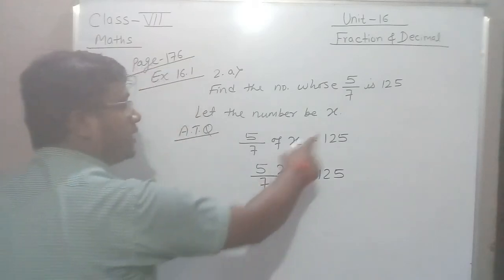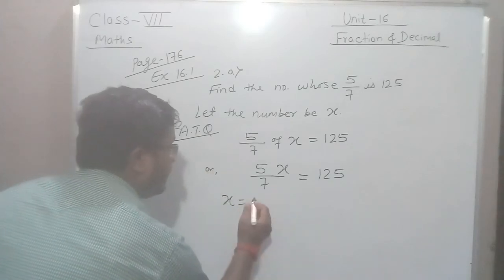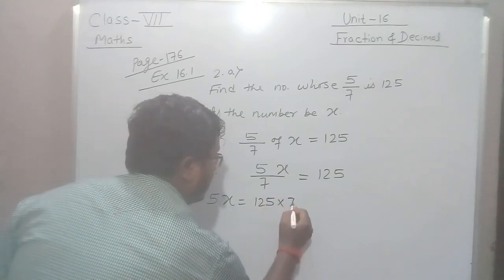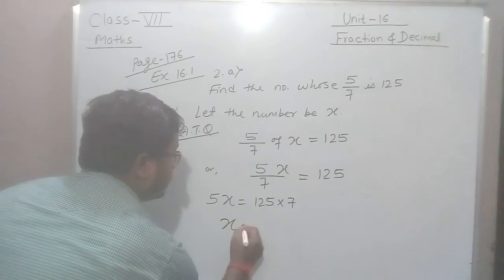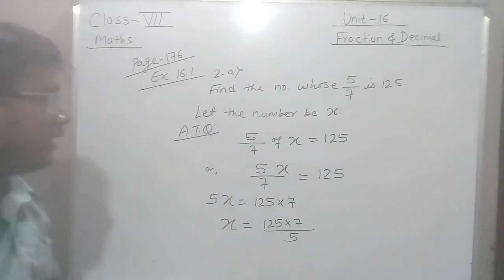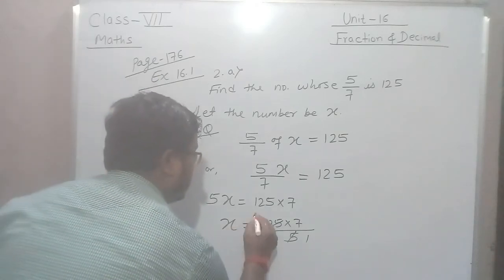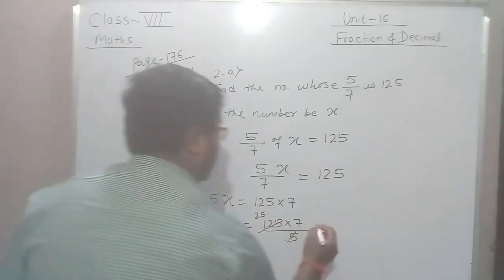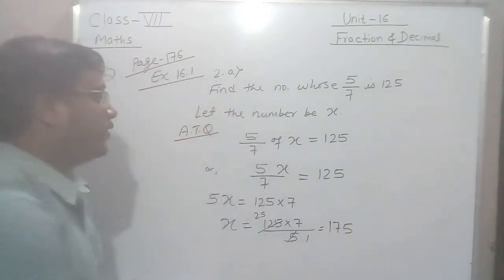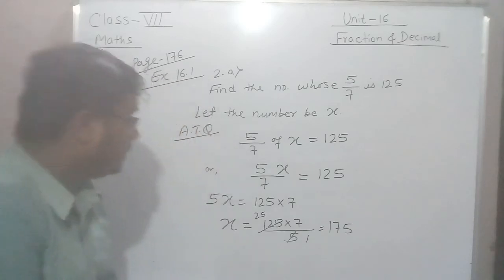So 7 is dividing here, transferring to the right hand side, it will multiply. So 5x is equal to 125 into 7, so x is equal to 125 into 7 divided by 5. Let's cancel here. 5 ones are 5, 5 twos are 10, 5 fives are 25. So let's multiply here: 175. Your answer is 175. Okay, so it's very simple.